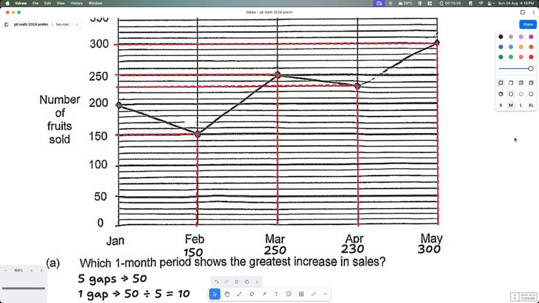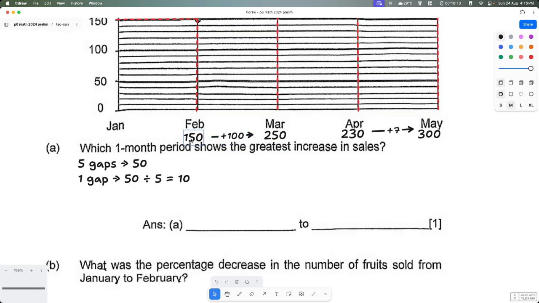So the increase from 150 to 250 is plus 100. From 230 to 300, this is only 70. So my prediction was wrong, sadly. The answer to this is February to March.